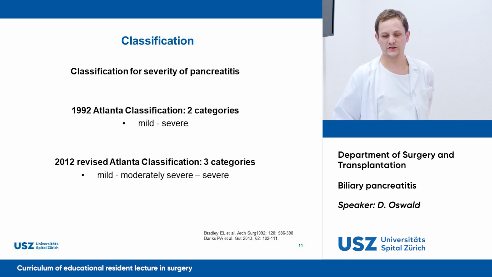Now for the classification. The Atlanta classification was published in 1992 with 2 categories, mild and severe pancreatitis. And it got revised in 2012 into 3 categories: mild, moderately severe, and severe pancreatitis.